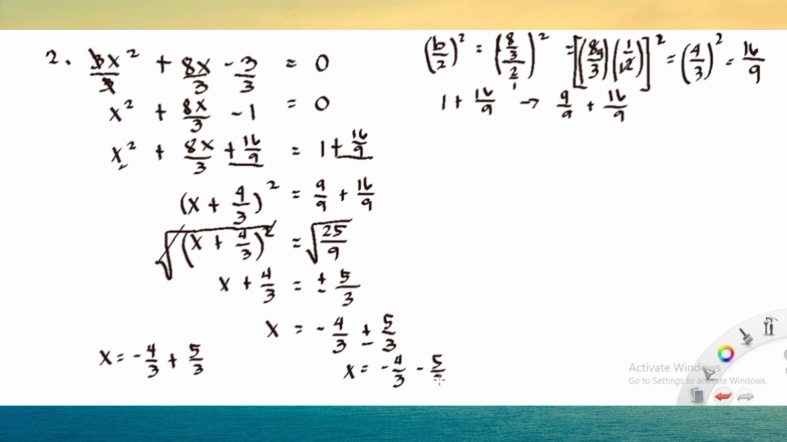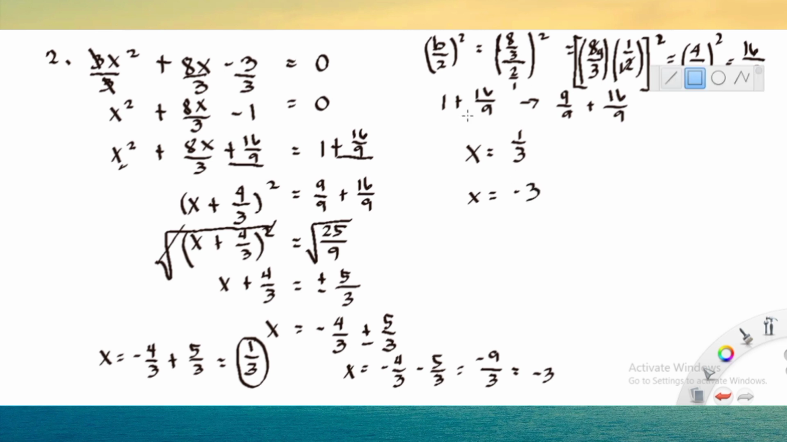Solve natin. So, negative 4 plus 5 is positive 1. Then, copy denominator. So, 1/3. And here, negative 4 minus 5 is negative 9 over 3. Masisimplify pa. Negative 9 divided by 3 is negative 3. So, therefore, ang solutions natin, we have x equals ito, 1/3. And then, the other solution, we have x equals negative 3. So, magkaiba ang ating solutions. We have 1/3 and negative 3.